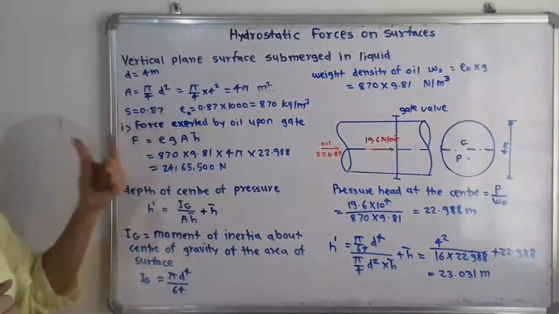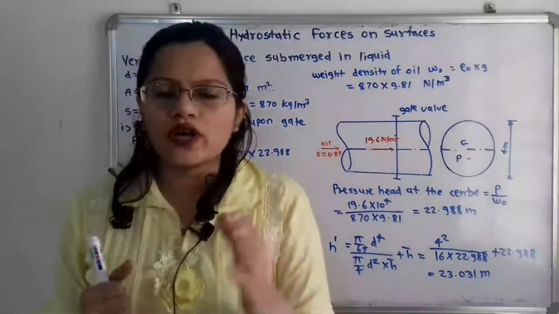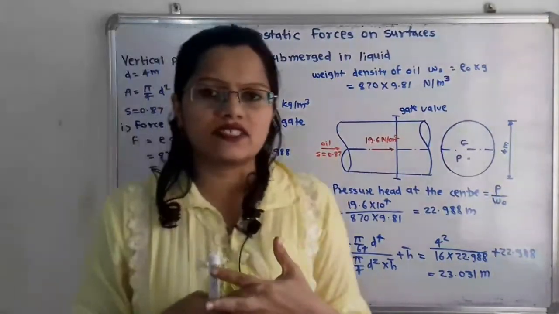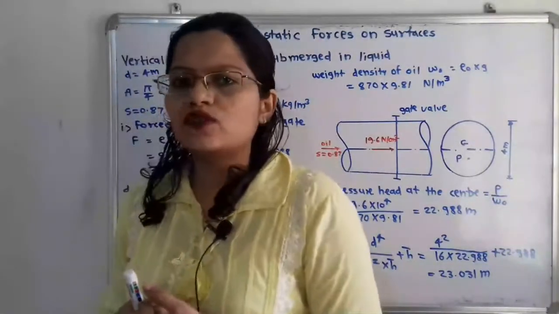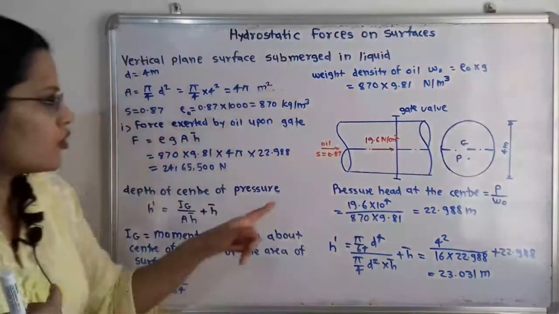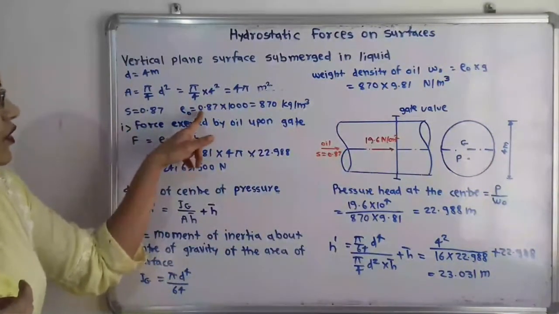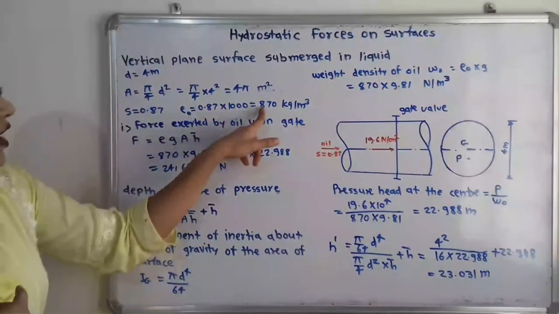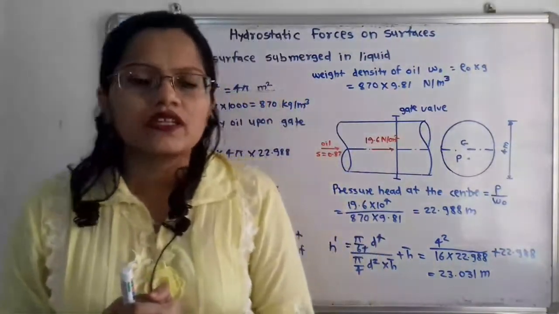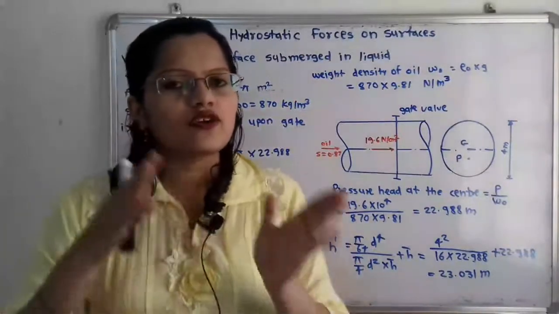Now the specific gravity S for oil is given, that is 0.87. So we can easily calculate the density. How to calculate the density of oil? That is specific gravity into 1000. For oil we can take it as rho O. So 0.87 into 1000, which is equal to 870 kilogram per meter cube. Now this is the density in kilogram per meter cube.